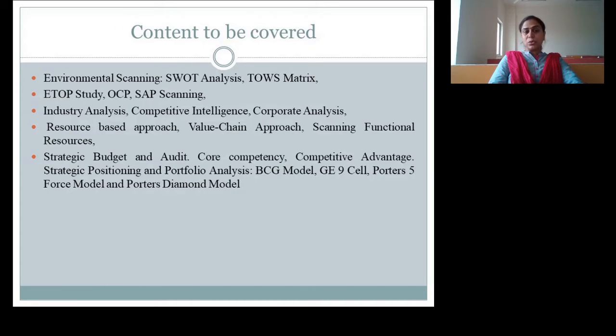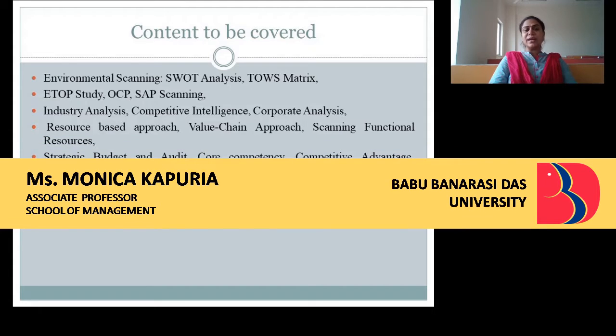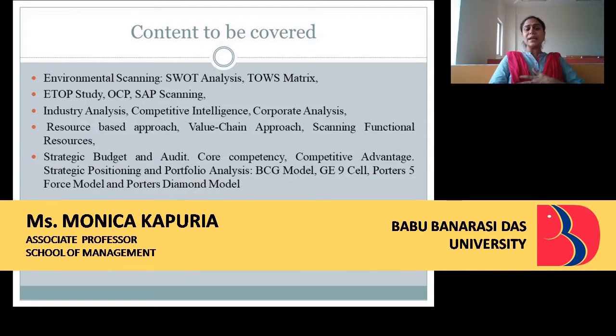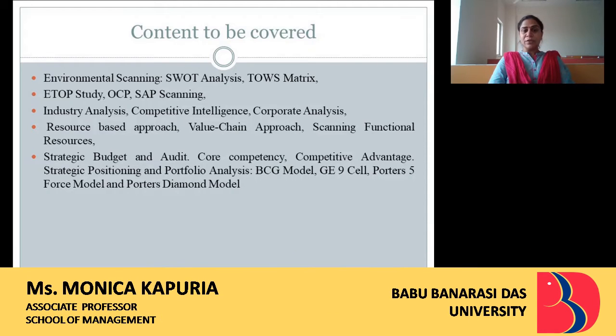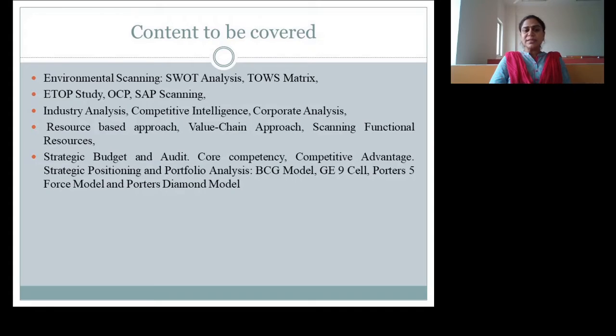Apart from that, we will also focus in this unit on industry analysis and how crucial it is for strategists. What is competitive intelligence? We have always heard about emotional intelligence and spiritual intelligence. Now, what is this competitive intelligence, how important is it in the corporate setup, and what is the function of competitive intelligence? What is a corporate analysis?